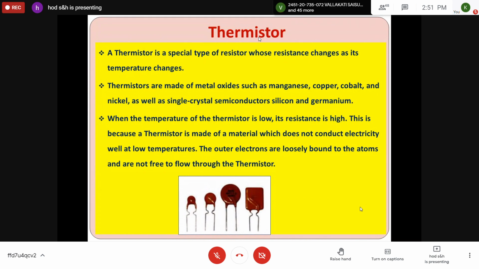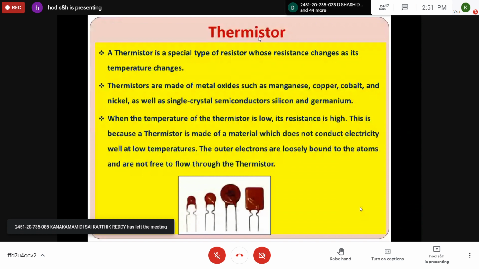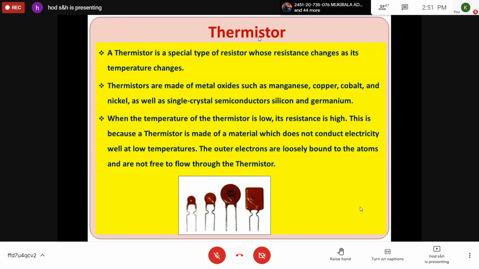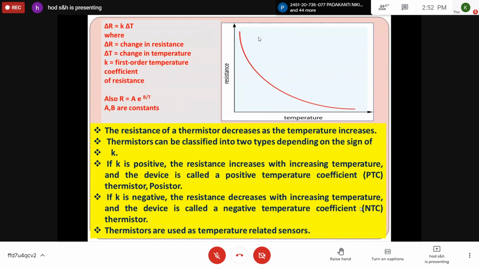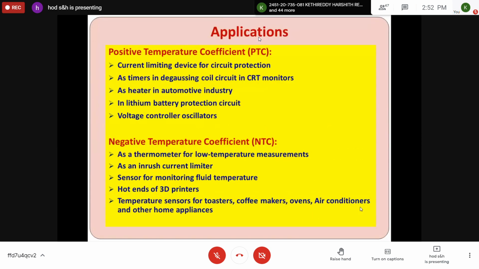The symbol, the diagram: generally thermistors look like this. This is the diagram of a thermistor. It's like a semiconductor having two terminals, like a diode. Take a screenshot of this one. Take this one.